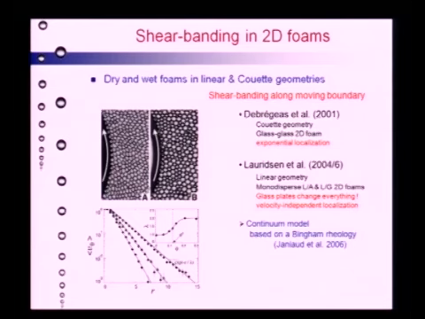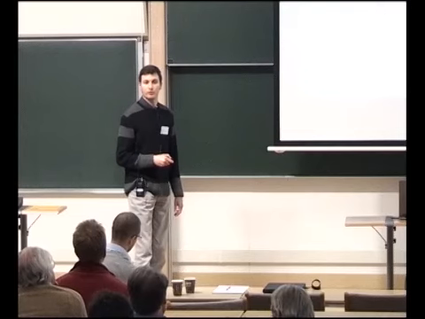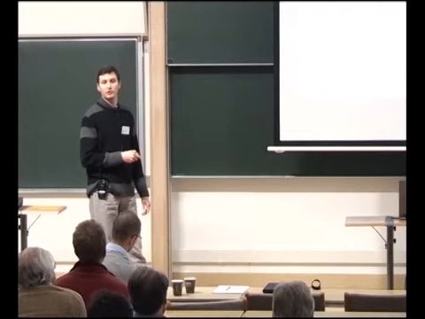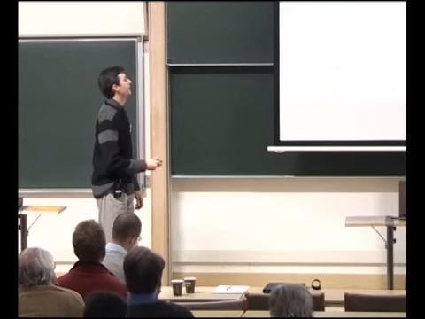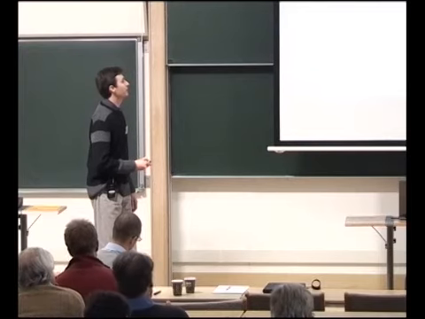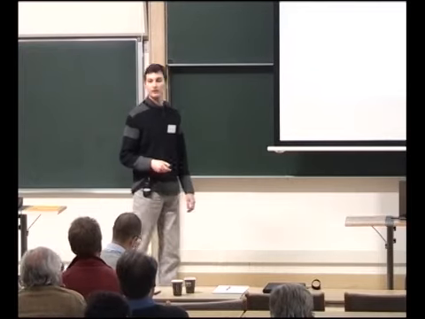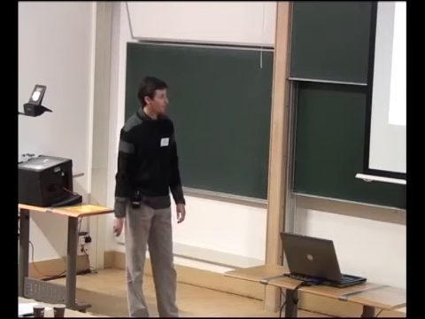Then the group of Mike Dennin reproduced this experiment with an easier geometry, with a simple shear, so they just shear like that. And they tried it with a different kind of two-dimensional foam first, with bubbles floating at the surface, a bubble raft, and then with a glass plate. And they realized that if the shear rate is uniform, so in a linear geometry, if you don't have the glass plate, you don't have any shear bands.